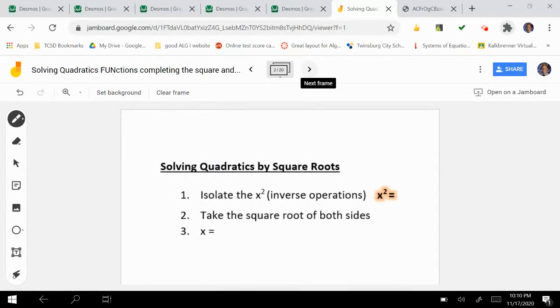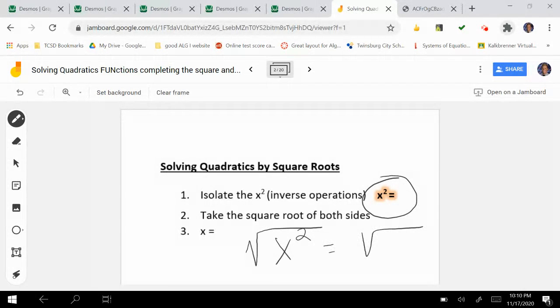Here we go. All right, solving quadratics by square roots. Number 1, isolate the x squared with inverse operation, so make it say x squared equals. Then step 2 is take the square root of both sides. The only way to undo a square is by taking the square root of both sides. And on the right side, you're going to get a plus and a minus combo. The plus is your right, the minus is your left, because when you take the square root of something, negative times a negative gets you a positive, positive times positive gets you positive. So that's the whole idea of undoing the square.